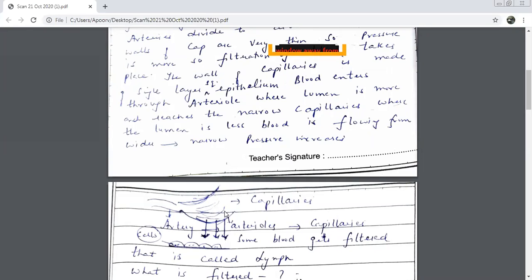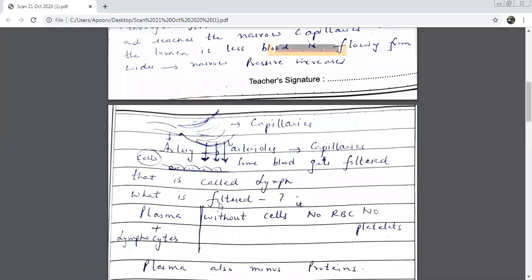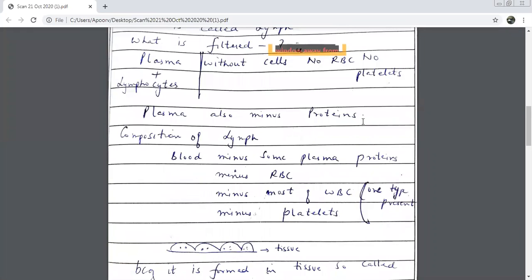And what is that something which will come out? What are the two things I told you? Only two things are going to come out. Plasma and lymphocytes. RBCs will not come, platelets will not come, large proteins will not come. So what will be the composition of lymph? Blood minus some plasma proteins, minus RBCs, minus most of the WBCs, and minus the platelets. Whenever we are talking about lymph, remember, large proteins are not present, beta, RBCs are not there, most of the WBCs are also not present, and platelets are also not present.